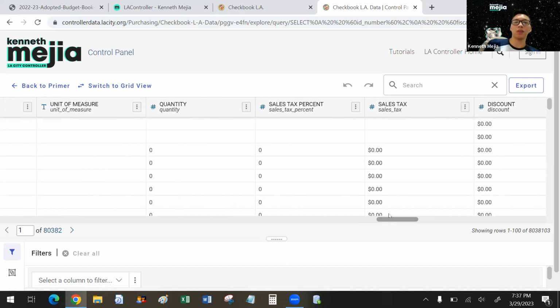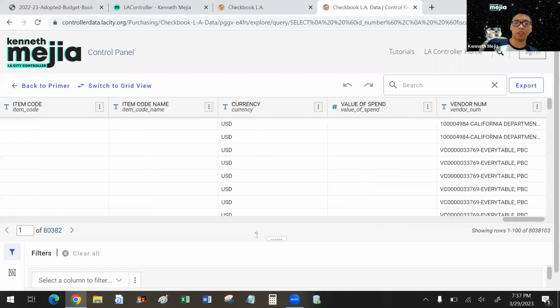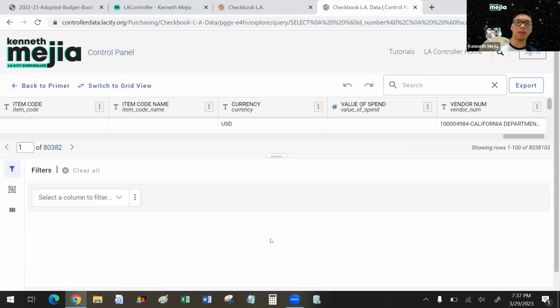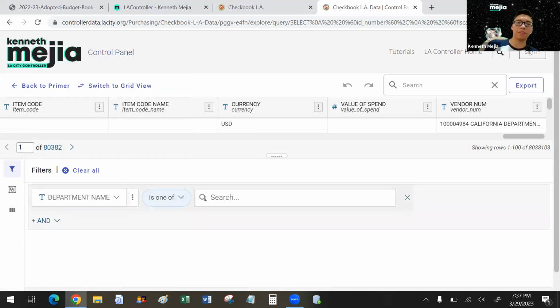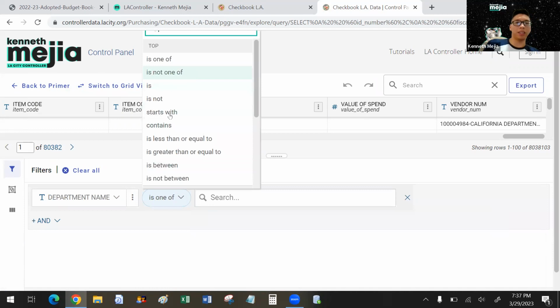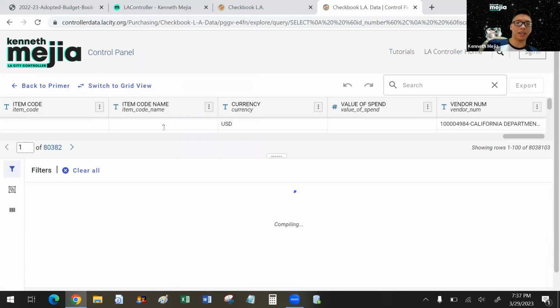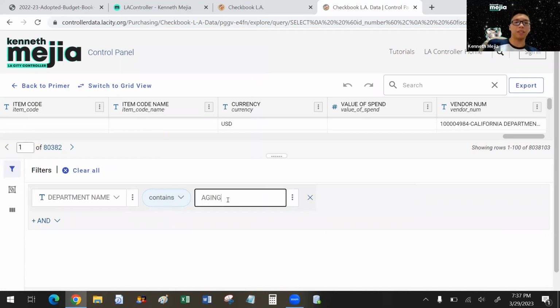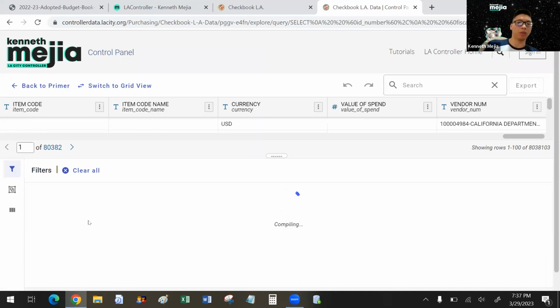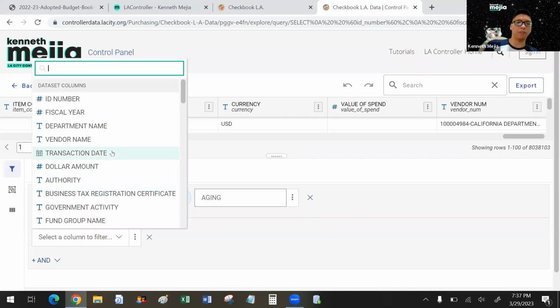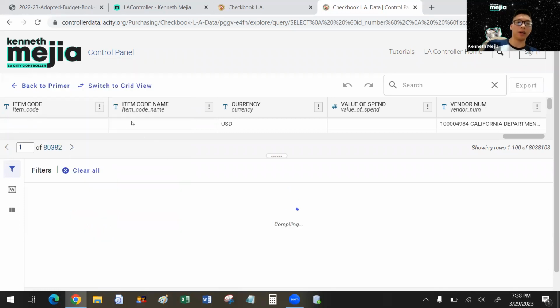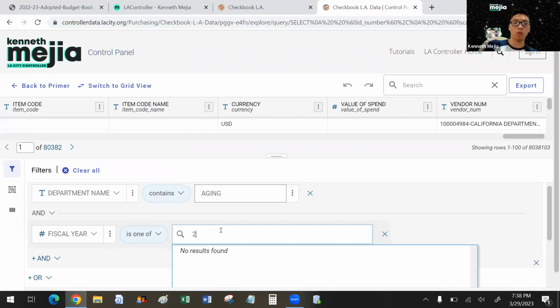And if you wanted to filter, you would go to the bottom part of the checkbook and use the filter option. So, for example, say we wanted to know how much money we spent on the Department of Aging. You could put some conditions. You could say contains aging, and type this in. You could add more conditions. Say you only wanted the department expenses for the Department of Aging and the fiscal year of, let's say, 2021.